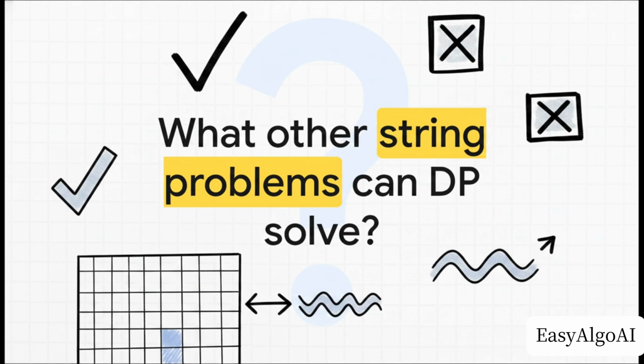Now that you've mastered the 2D grid and this ingenious space optimization for the longest common subsequence, what other daunting algorithmic coding challenges are you ready to conquer using these exact same techniques? Keep exploring, keep optimizing, and we will see you in the next explainer.